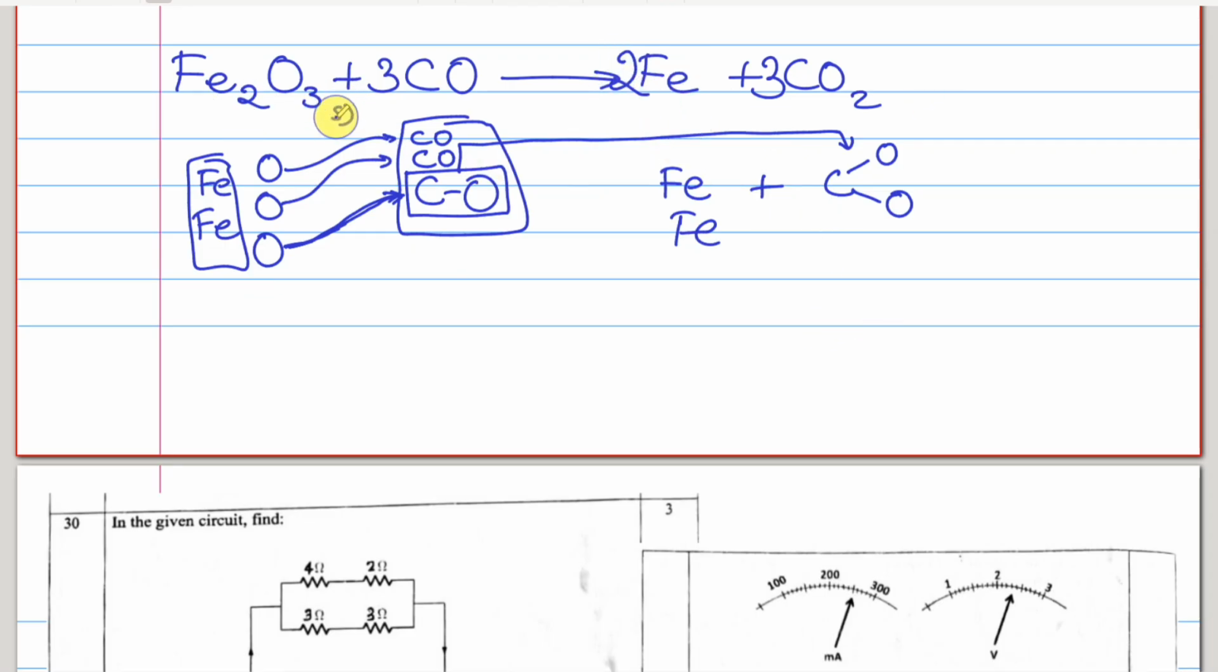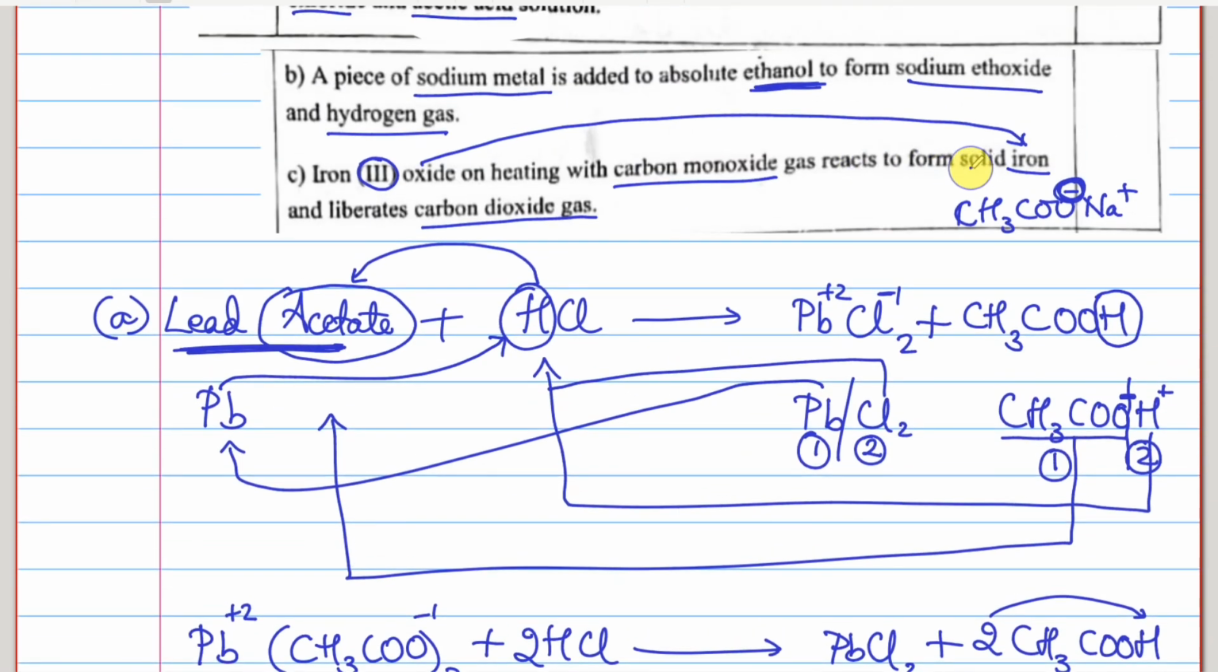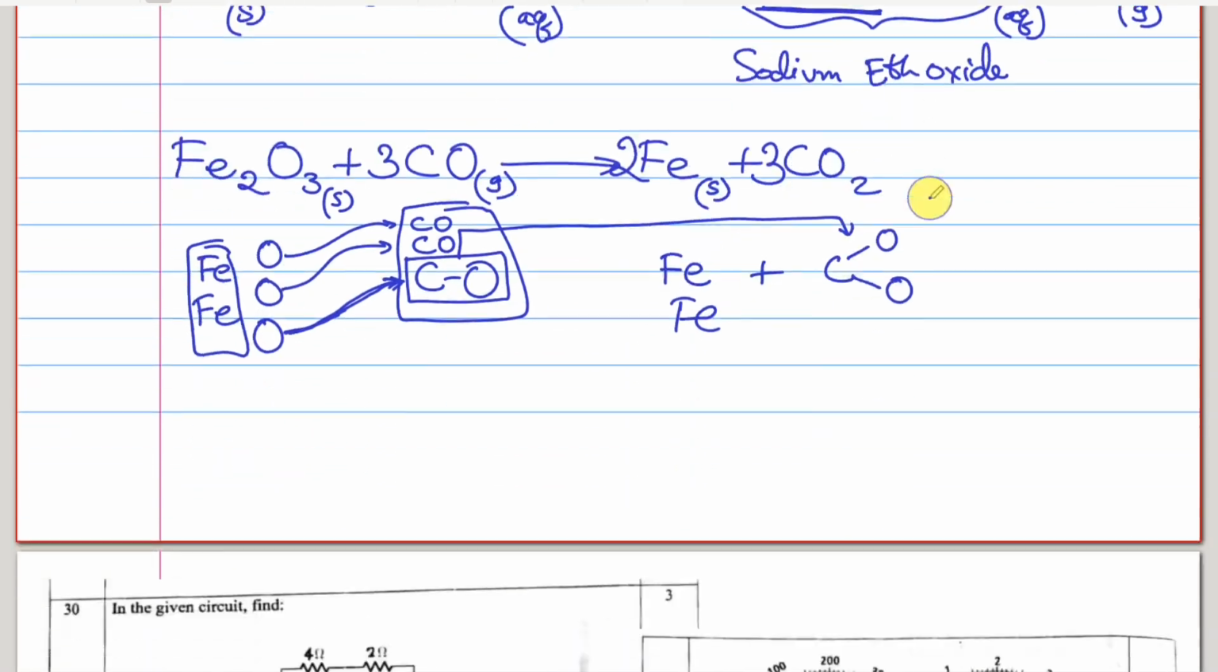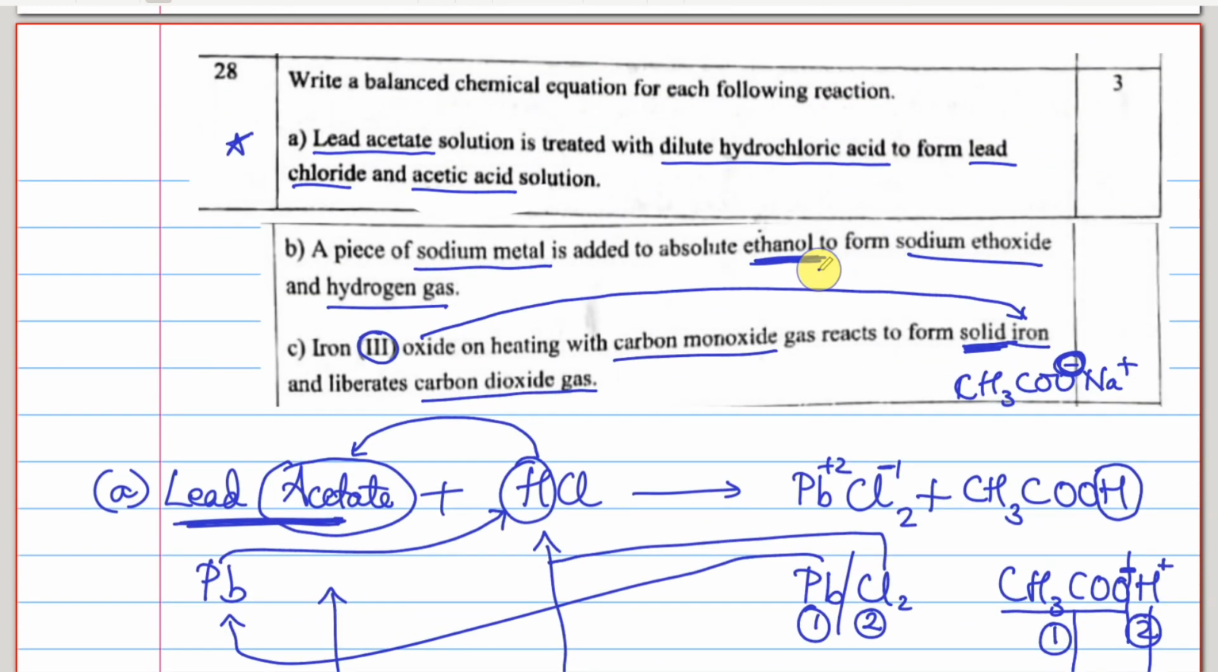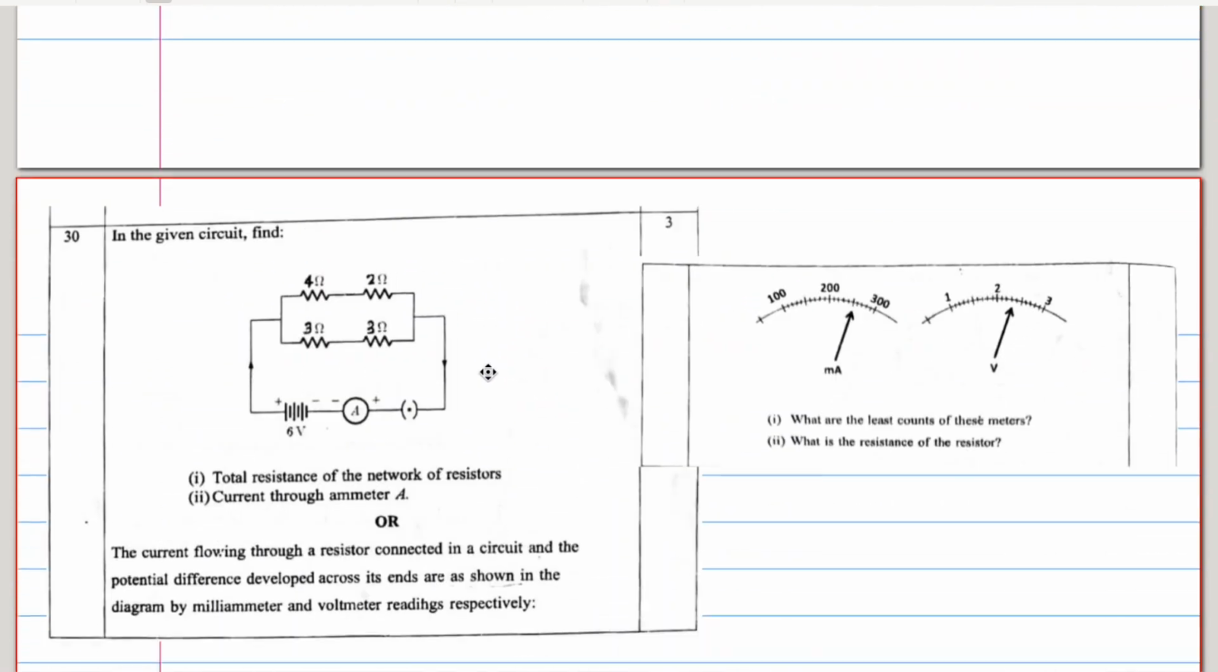Fe2O3 is rust, so it will be solid form. Carbon monoxide is a gas, so gas. Iron, solid form. They have already mentioned it within the question itself. To form solid iron, so they have given us the state. So it is solid and it releases carbon dioxide gas. They have used the word gas again. So gas, solid, and gas. Most of the states were given. The only state which was not given was for iron oxide. We already know it is rust. Rust will be in the powder form or solid form.